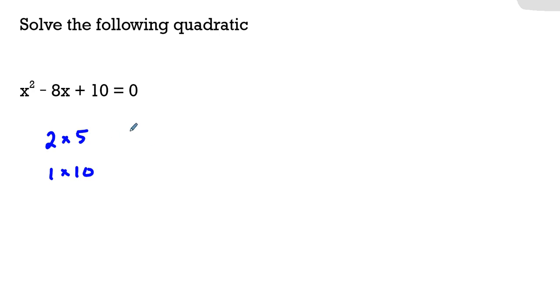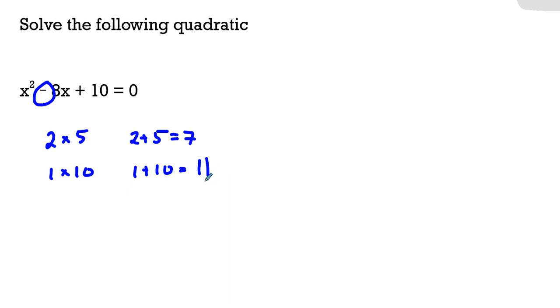Both of those would give us 10, but 2 plus 5 gives us 7. 1 plus 10 gives us 11. And yes, they'd be negative because of this, but it doesn't really matter because it is not going to give us the number that we're looking for.